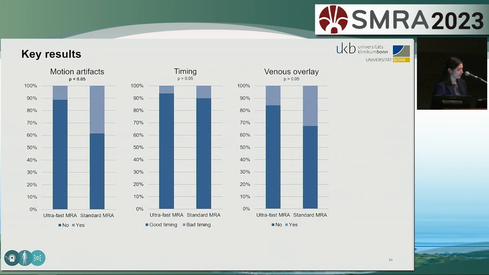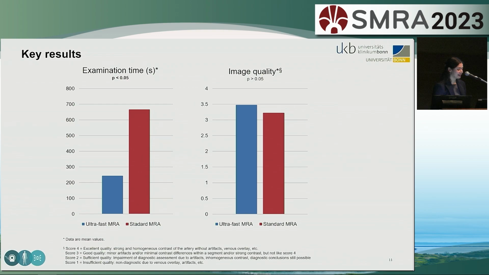Key results. Motion artifacts were significantly reduced in the ultra-fast MRA, whereas timing and venous overlay showed no significant difference between both groups. The mean examination time was significantly lower in the ultra-fast MRA group, with a mean time of 244 seconds versus 667 seconds in the regular MRA group. Image quality had no significant difference in both groups, as you can see on the right side. Ultra-fast MRA as well as standard MRA were rated between good and excellent quality.